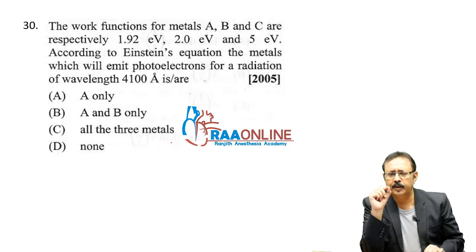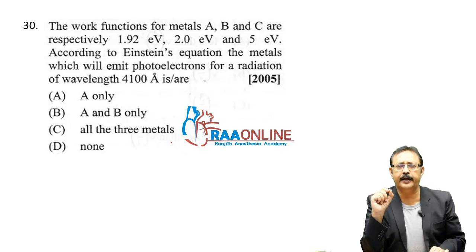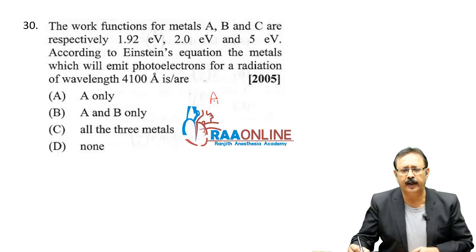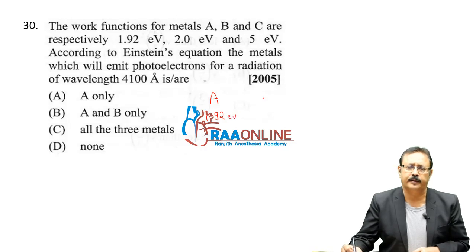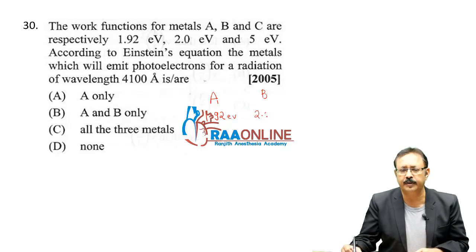Next, they asked in 2005: the work function for metals A, B and C are given. What they gave? For A, if you want photoelectric effect, the minimum energy you have to send towards the metal should be this electron volt. If you want to see photoelectric effect in B, the minimum energy you have to send is 2 electron volt. It is the meaning of work function. For C, it is 5 electron volt.